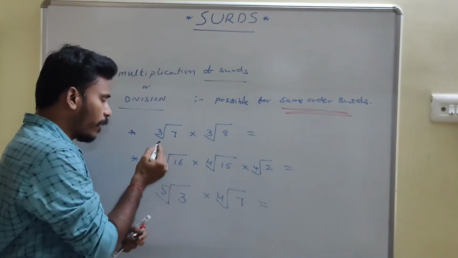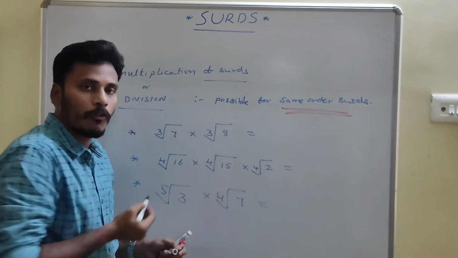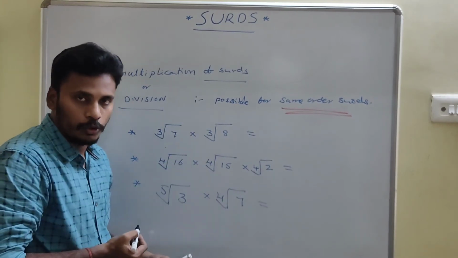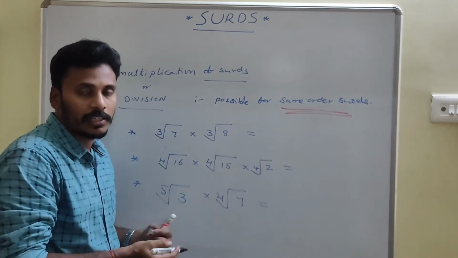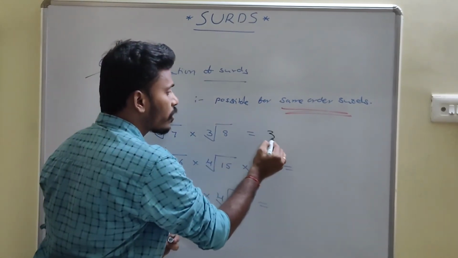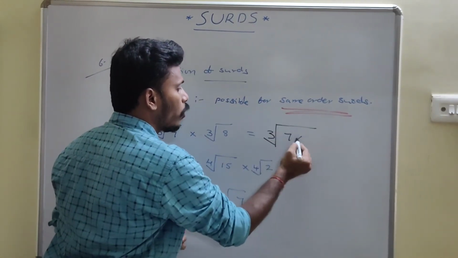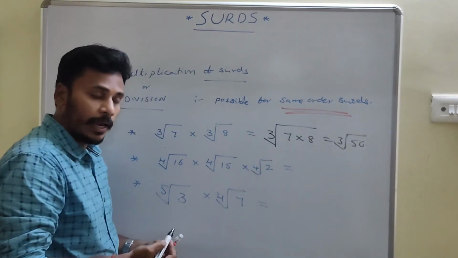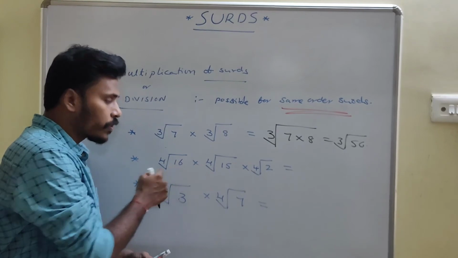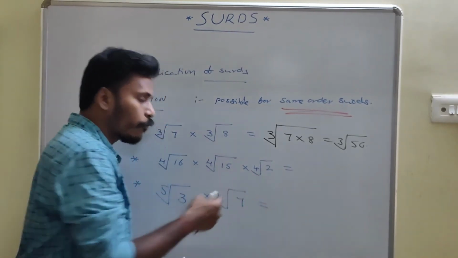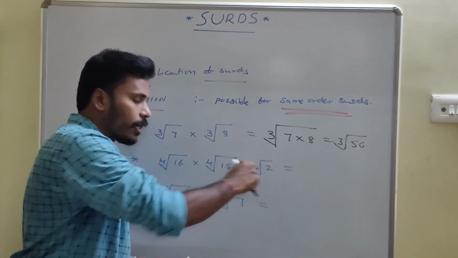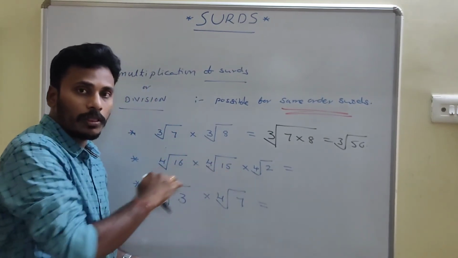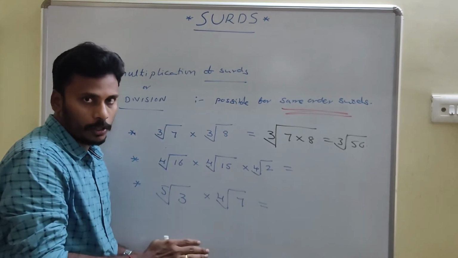Suppose you say cube root of 7 and cube root of 8. We need to multiply. Since these two surds are of order 3, multiplication is possible here, and the result is cube root of 7 into 8, which we write as cube root of 56. Whereas for this, 4th root of 16, 4th root of 15 and 4th root of 2 are given, and we are going to multiply. The order is 4 for all three surds, so multiplication is possible.